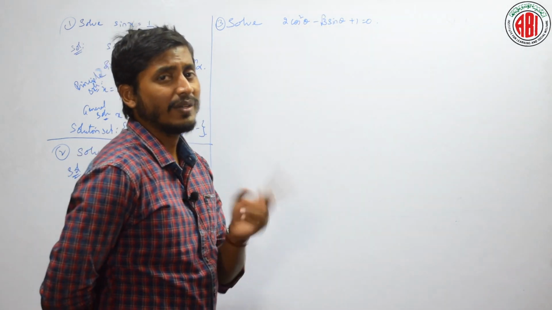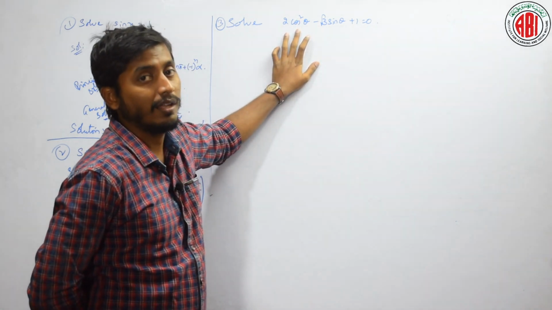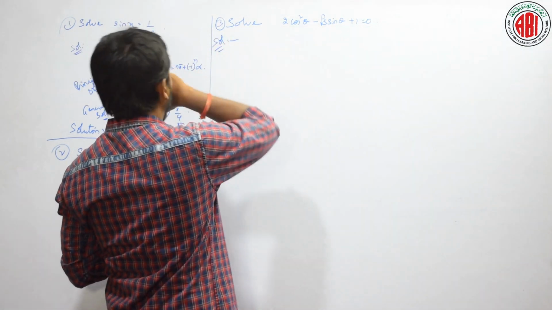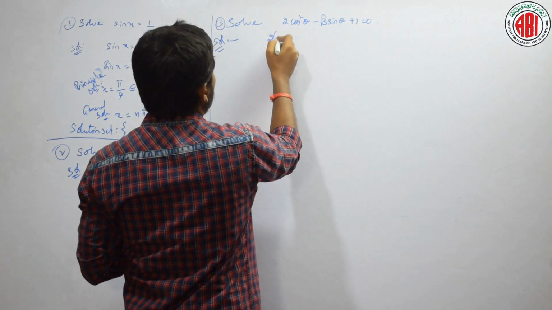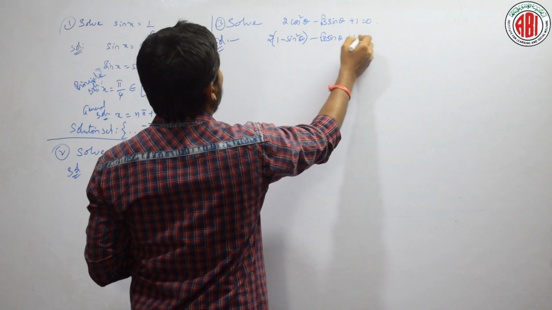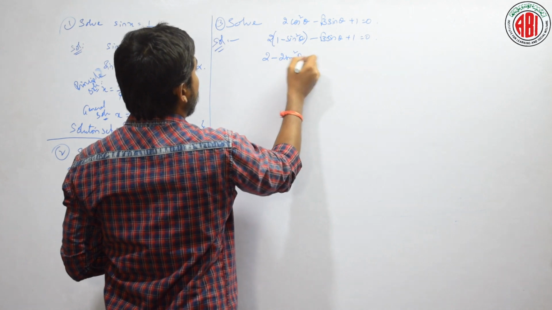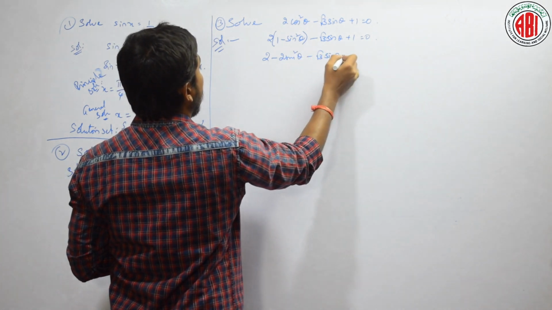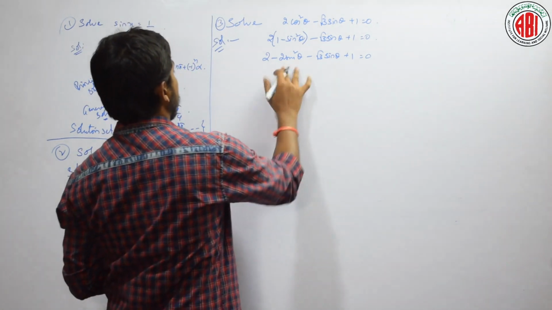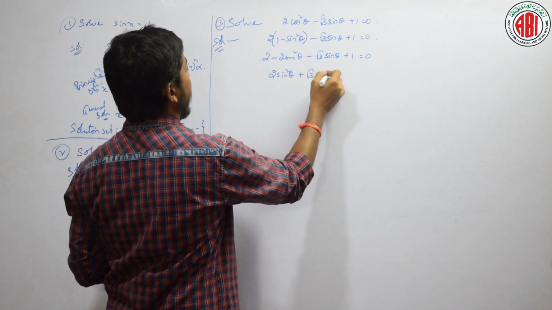Can I convert everything into a single variable? Here it is cos square, can I convert it into sin square? Yes, we can. That is, let us write this as 2 into 1 minus sin square theta minus root 3 sin theta plus 1 is equal to 0. Let us multiply: 2 minus 2 sin square theta minus root 3 sin theta plus 1 equal to 0. Let us write everything to one side, that is 2 sin square theta plus root 3 sin theta.